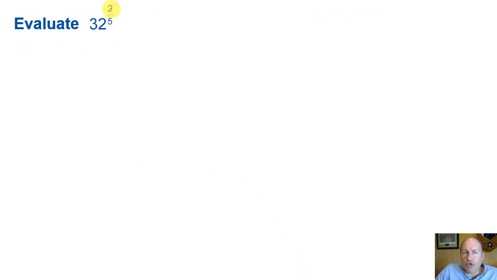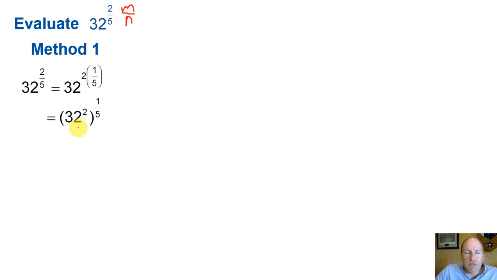Let's say we have 32 raised to the 2/5 power. This is that m over n example. Method 1 would be to take that 32 to the 2/5 and rewrite it as 32 to the second power, to the 1/5, because 2 over 5 can be written as 2 times 1/5. And so that's just 32 squared raised to the 1/5 power. Well, this can be rewritten directly into radical form as the fifth root of 32 to the second power.